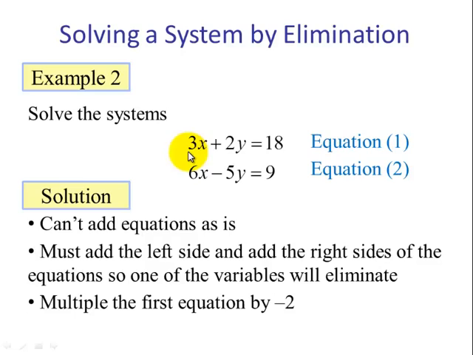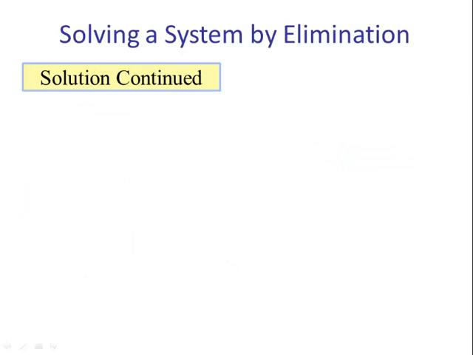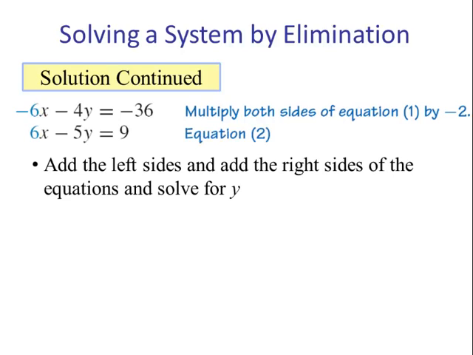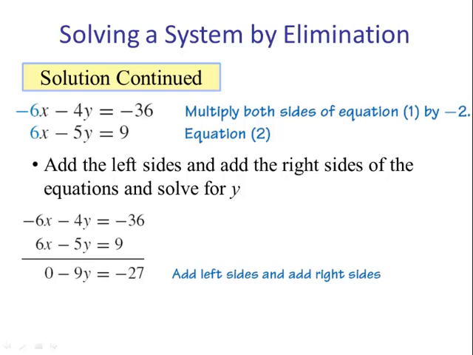Now we can't just multiply one term by negative 2. We have to multiply all the terms by negative 2. So if we take the first equation and multiply everything by negative 2, we have negative 6x minus 4y equals negative 36. We're going to add that to equation 2, and the x terms will be eliminated. So this becomes 0, this will become a negative 9y, and this will become a negative 27. So now we have one equation with one variable. If we divide both sides by negative 9, we see that y is equal to 3.